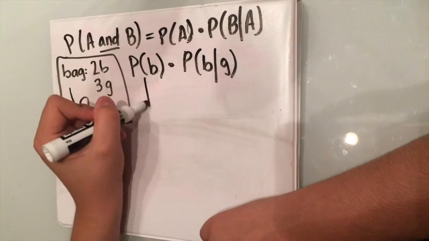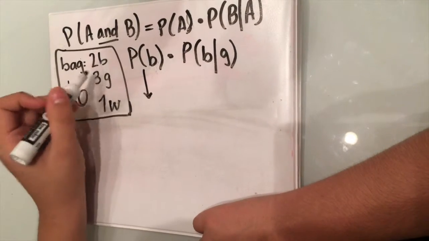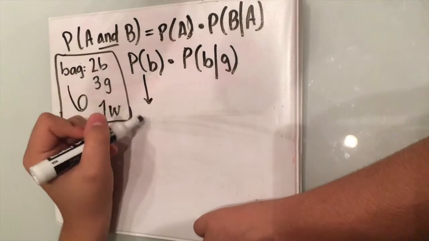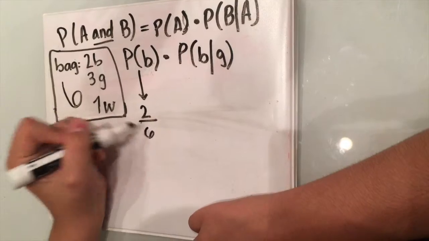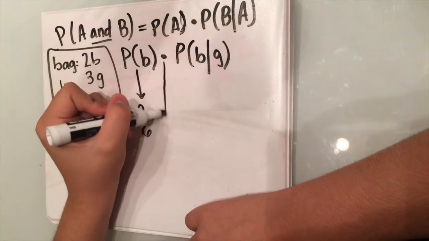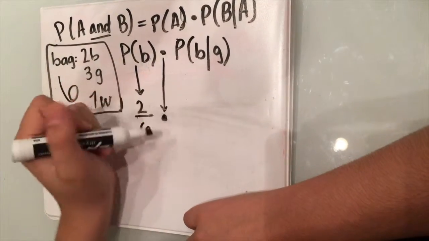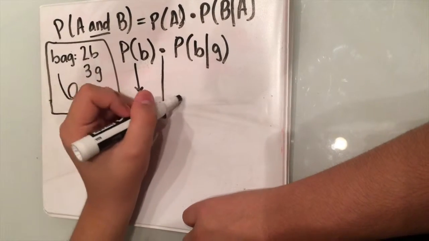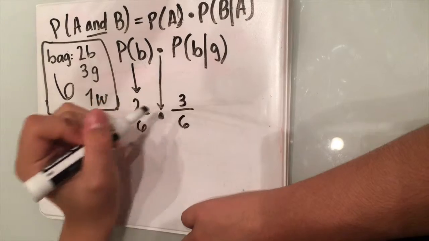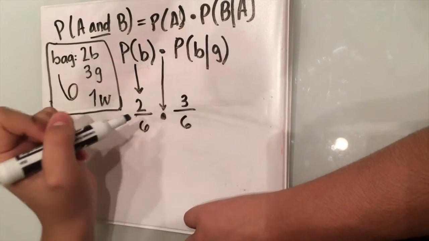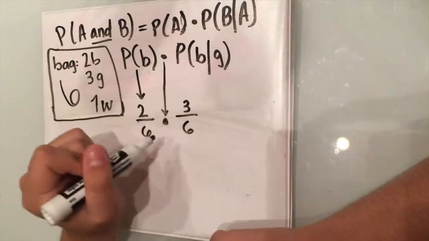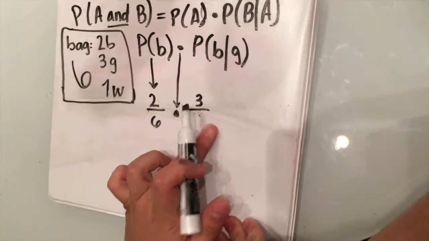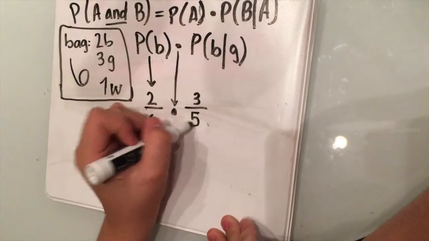So first we will do the probability of A. The probability of A is 2 out of 6. This is multiplied by the probability of B, or 1 green, given that 1 of the blues has already been taken out. So instead of 6, there are 5.